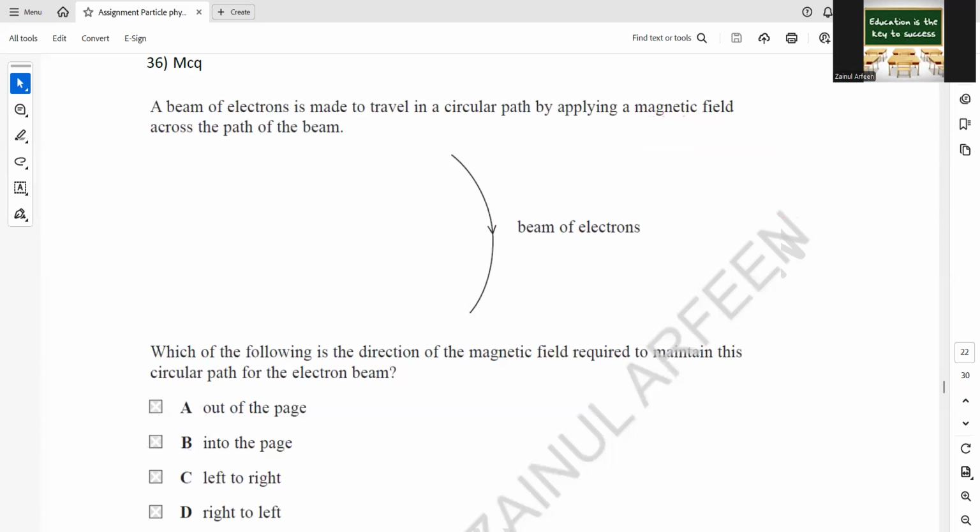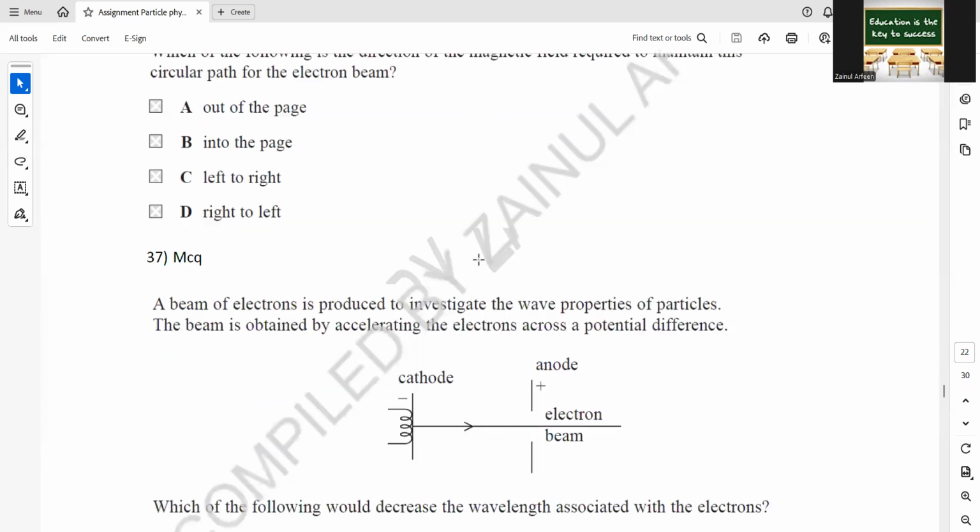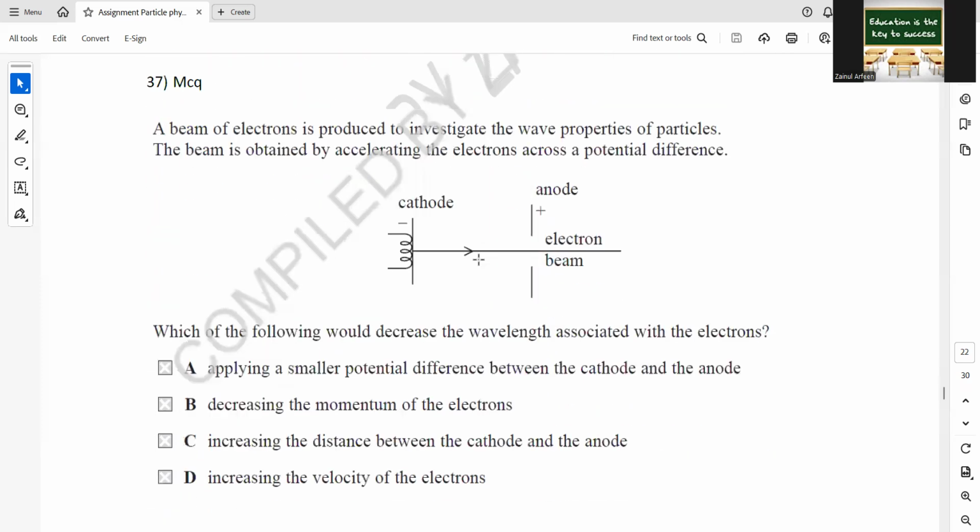When do we use the left hand? If it was a positive particle, then we'll use the left hand. If it is a positive particle or the conventional current, we take the left hand. But if it's a negative particle, we'll use the right hand. The right hand concept is the same as the left hand. The only thing is the hand which we use, so the direction of the deflection will change as the particle changes.